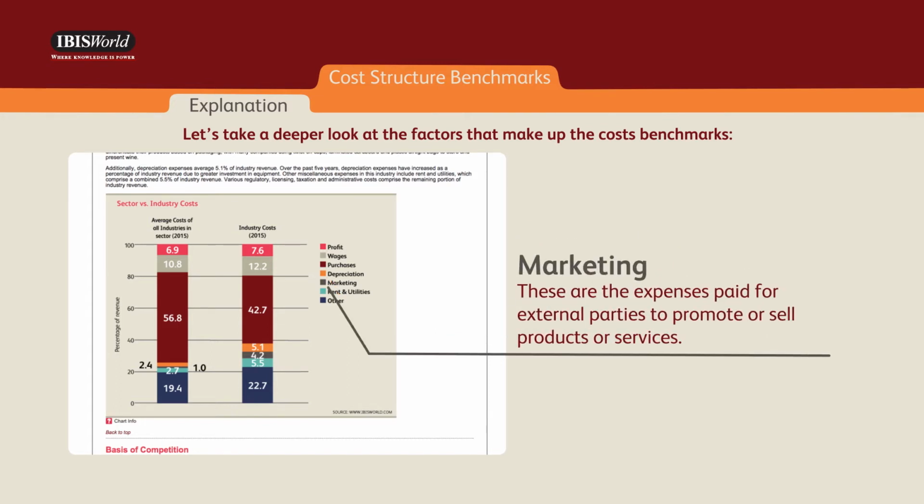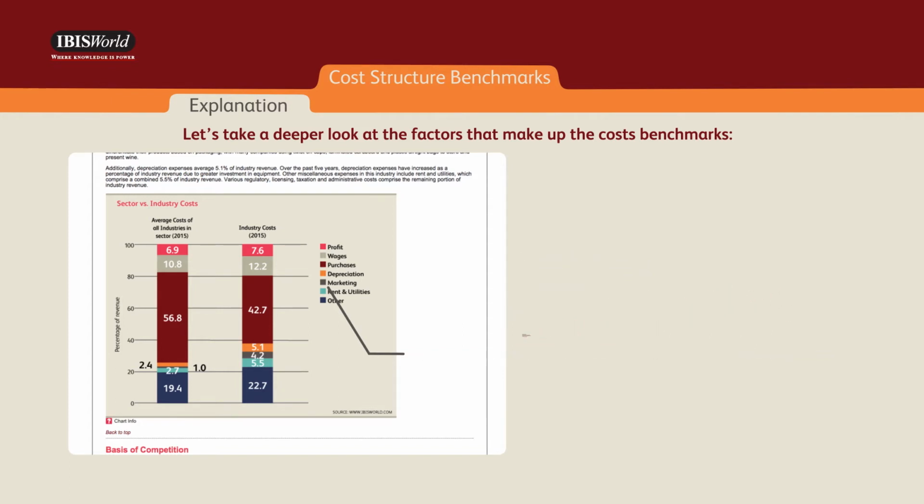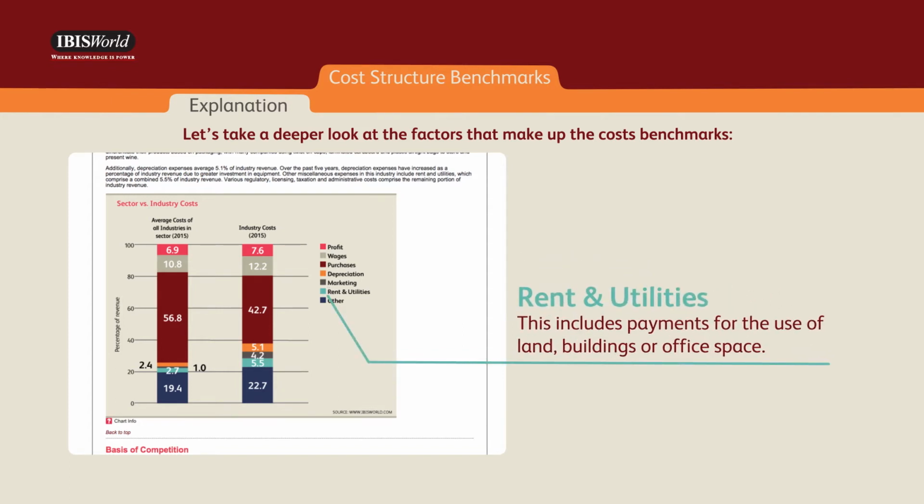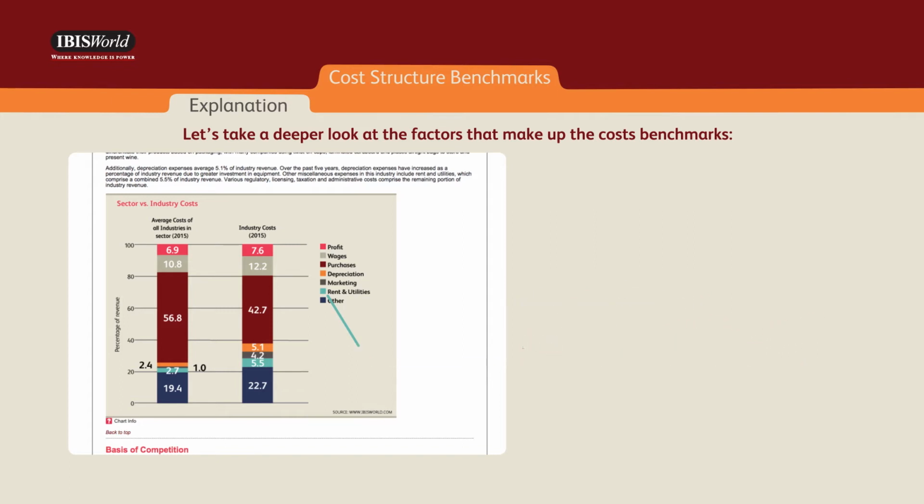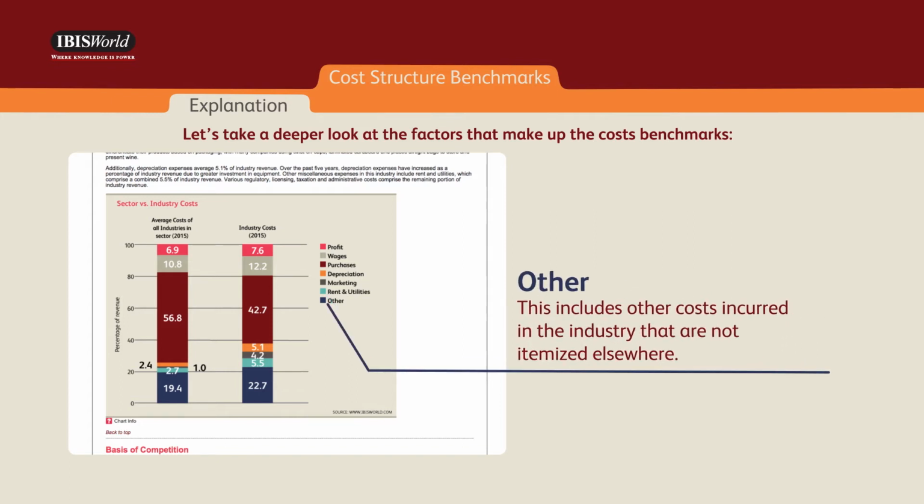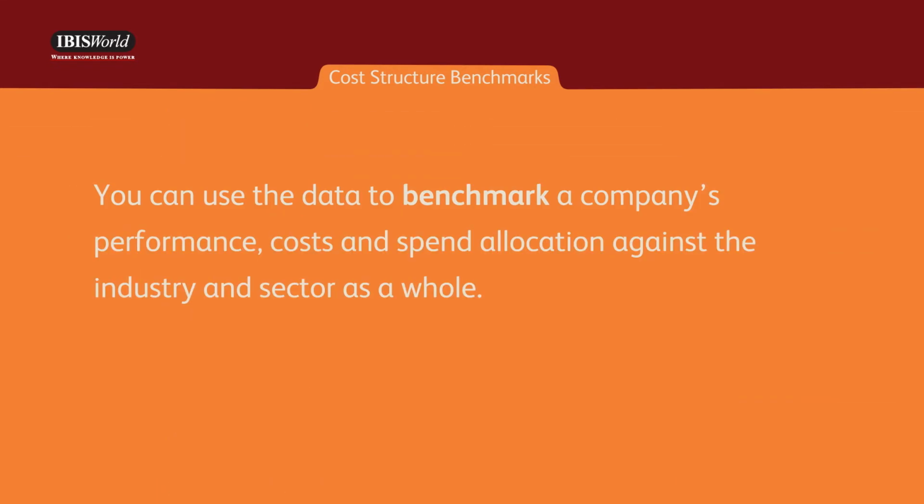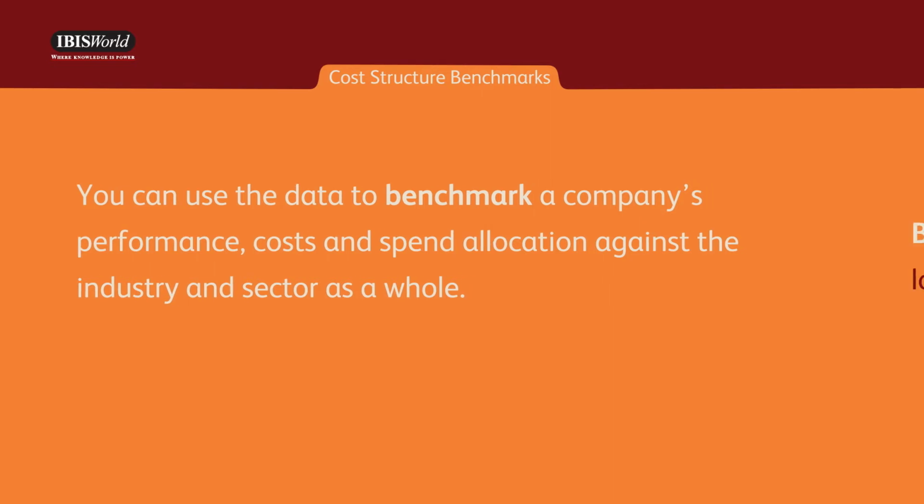Marketing. These are the expenses paid for external parties to promote or sell products or services. Rent and utilities. This includes payments for the use of land, buildings, or office space. Other. This includes other costs incurred in the industry that were not itemized elsewhere. You can use the data to benchmark a company's performance, cost, and spend allocation against the industry and sector as a whole.